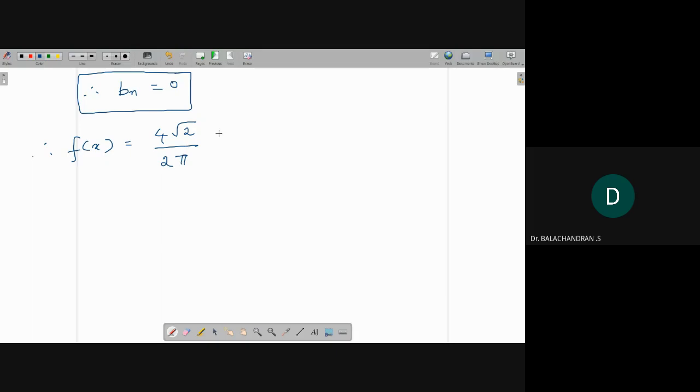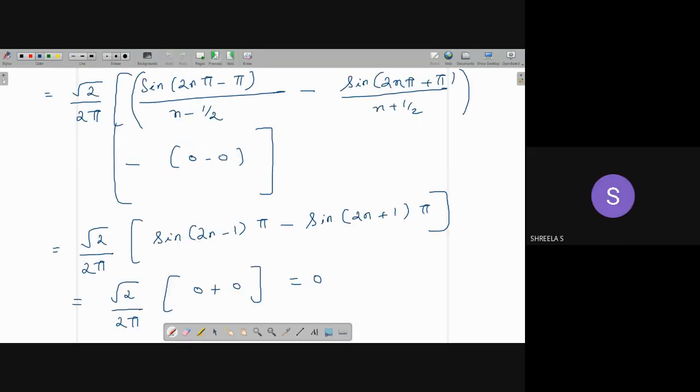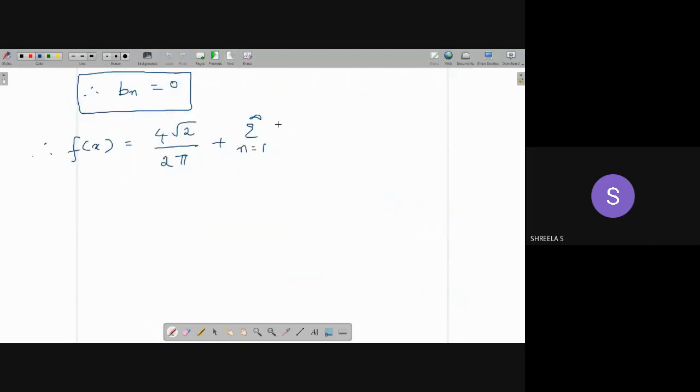Plus summation n equal to 1 to infinity. What is an? Minus 4 root 2 by pi into 1 by 4n square minus 1, into cos n pi x by l. L is pi, so pi pi gets cancelled. I call this 1.